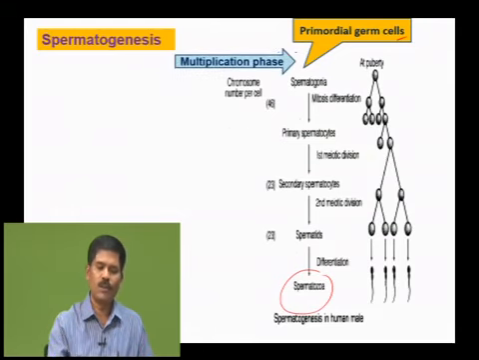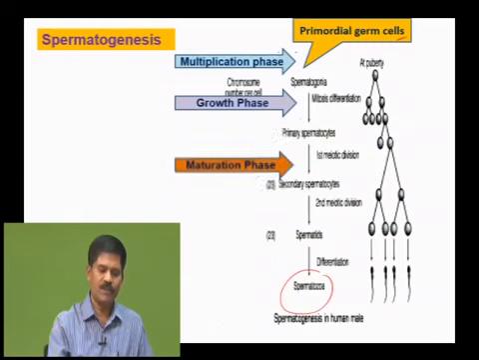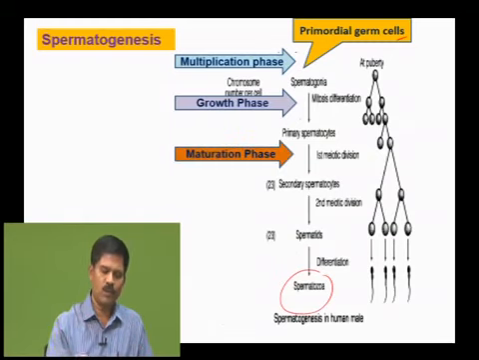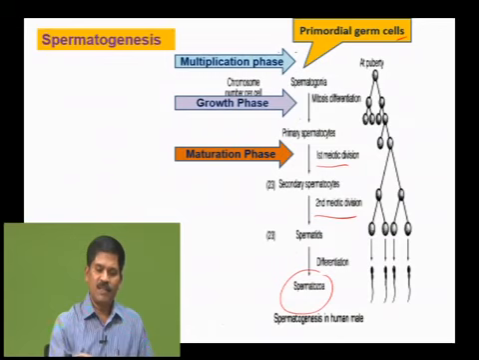The first one is called the multiplication phase. It involves mitosis. The second phase is called the growth phase, and the third phase is called the maturation phase. It involves meiosis, that is, first meiosis and second meiosis. Primordial germ cells undergo repeated mitotic cell division, which results in the formation of numerous cells. These cells are called spermatogonia, also called sperm mother cells.